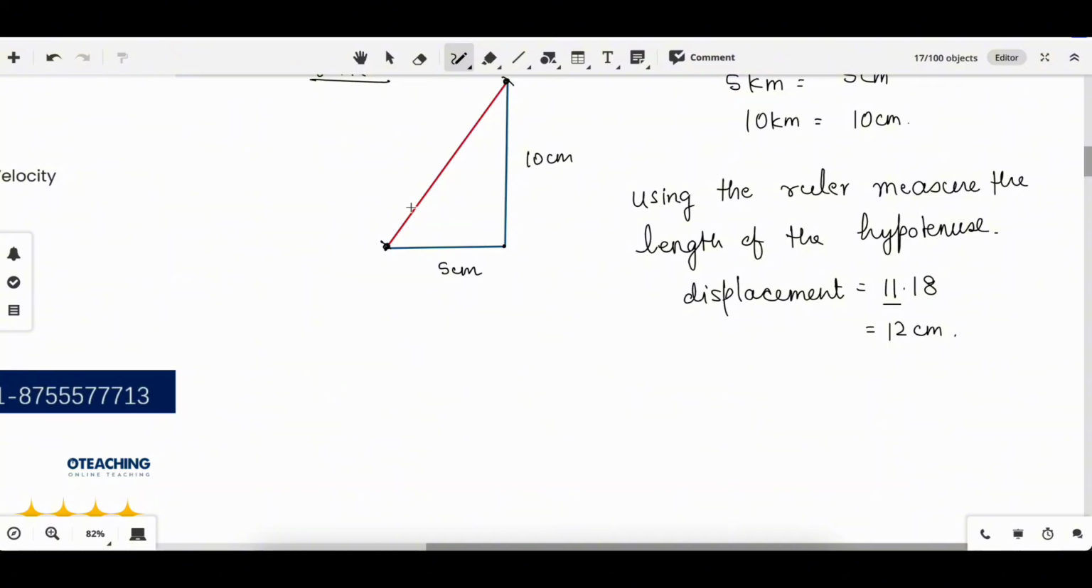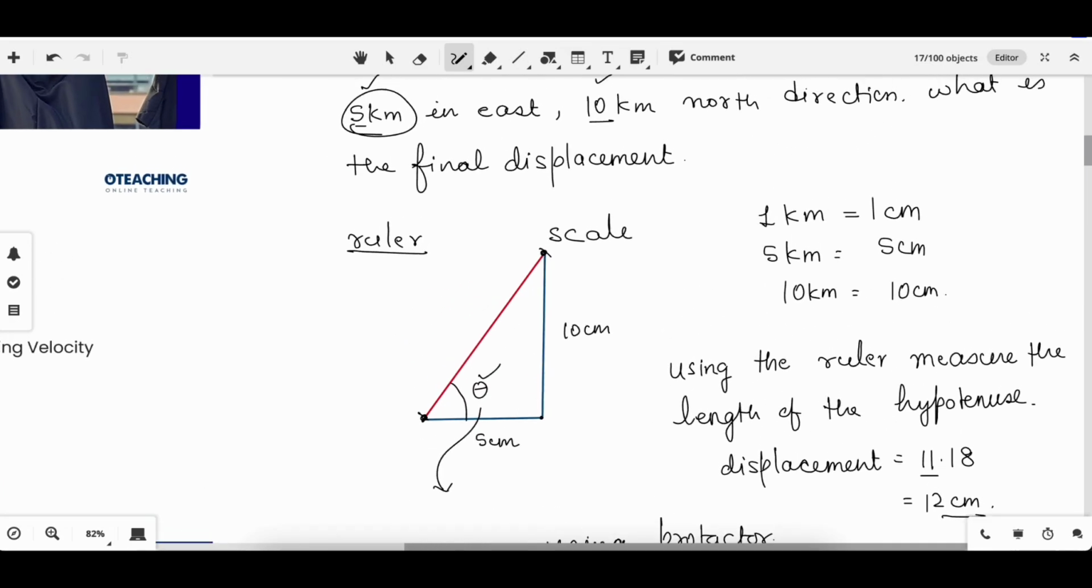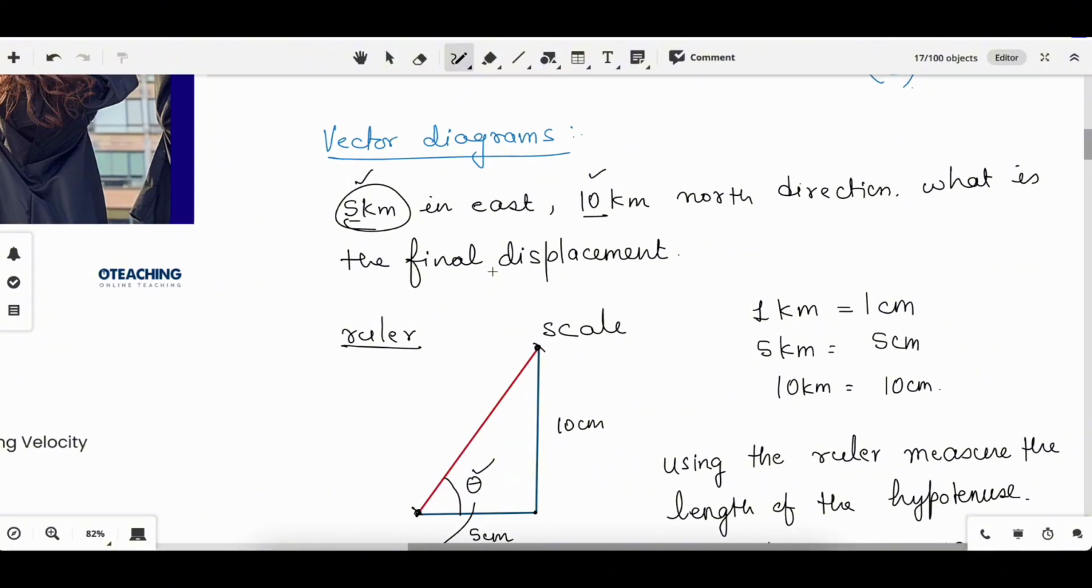How would I measure the angle? Using the protractor, just measure the angle. Okay. So how would you take theta? Measure using a protractor. Okay, and that will give you the displacement and in which direction. I hope I'm clear with this vector diagram.